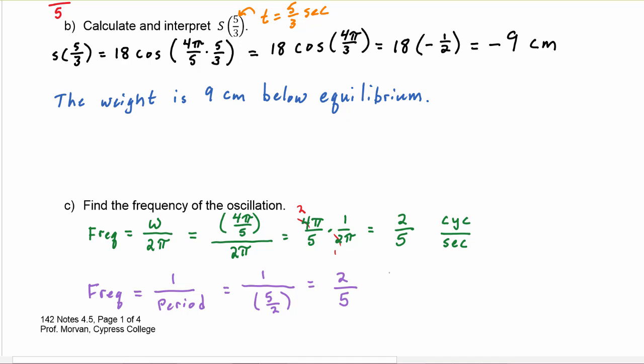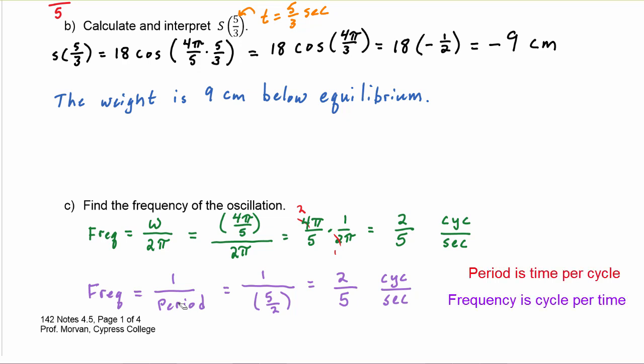Now, to help you understand the units a little better, if we think about frequency as being the reciprocal of period, we know that period tells us the time per one cycle, so then it makes sense that frequency would be the number of cycles in a unit of time. If period is time per cycle, frequency is cycle per time.